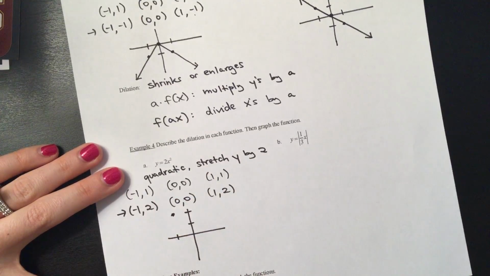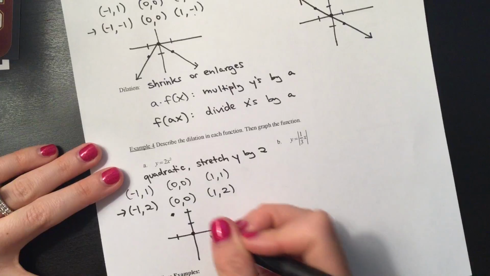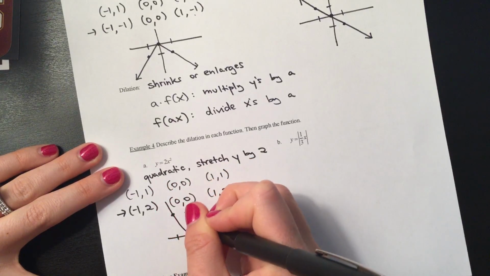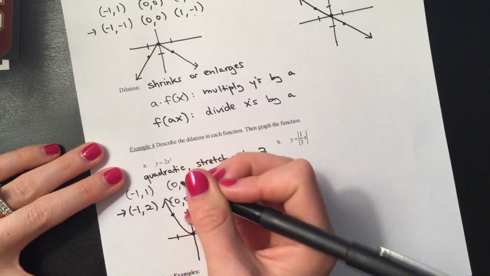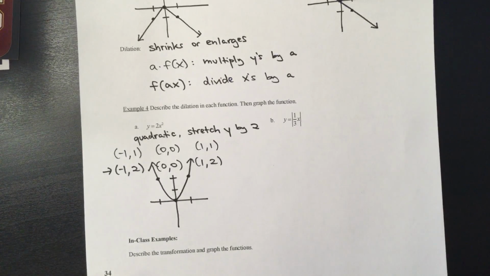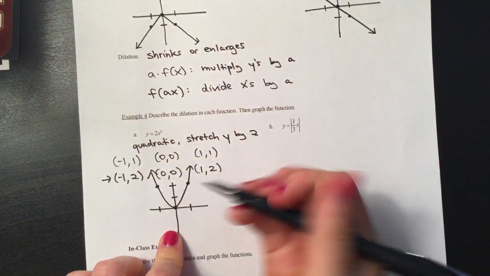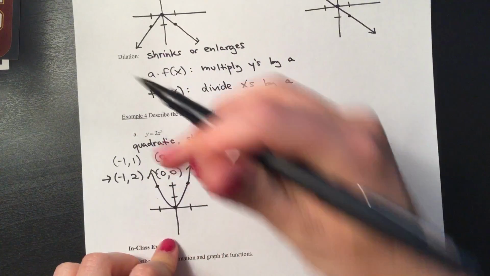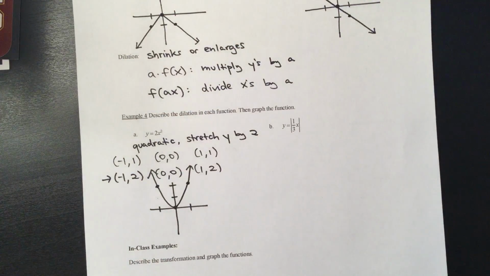Here's -1, 2. Here's 0, 0. And here's 1, 2. So remember, it's quadratic, so it's curvy, not pointy. And if these were plotted on the same graph as the parent function, you would see it's stretched by 2, because our old points were just here and here. So it was wider like that, but it got stretched vertically.